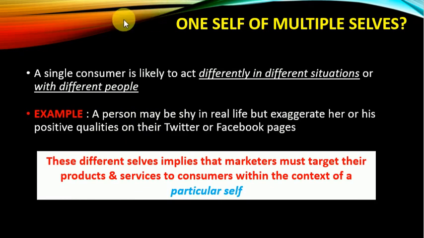Do we therefore have one self, or do we have multiple selves? Every single consumer is likely to act differently in different situations or with different people. You might find somebody that is extremely shy in real life, but then almost has a change in personality, where all their positive qualities are exaggerated on their Facebook and Twitter pages. What it means for marketers is that they now have to target the products and services that they are offering to consumers in the context of a particular self.